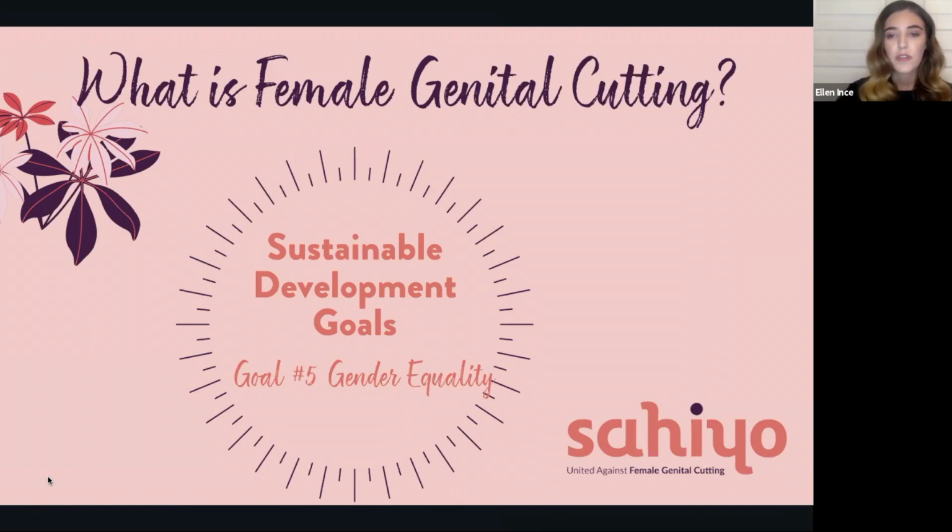Currently, under goal number 5 of the UN Sustainable Development Goals for Gender Equality, the UN is striving for full abandonment of FGC by the year 2030. But for this to happen, a lot more work must be done on this issue, including talking about interventions and activist strategies, which is why we are hosting this event today.